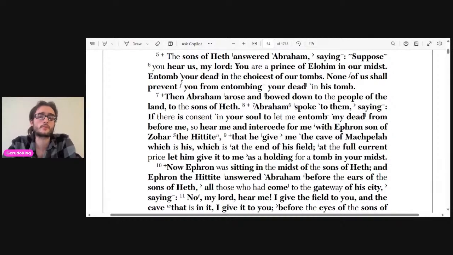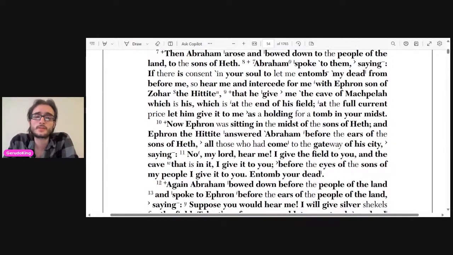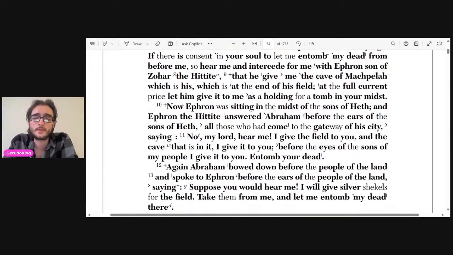Then Abraham arose and bowed down to the people of the land, to the sons of Heth. Abraham spoke to them, saying, If there is consent in your soul to let me entomb my dead from before me, so hear me and intercede before me with Ephron, son of Zohar the Hittite, that he give me the cave of Machpelah, which is at the end of his field, at the full current price, let him give it to me as a holding for a tomb in your midst.